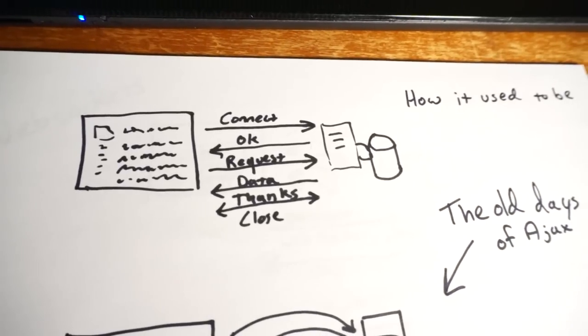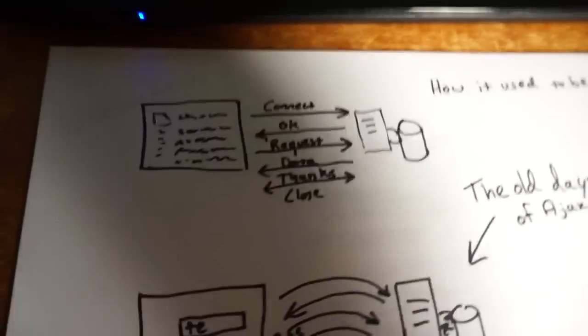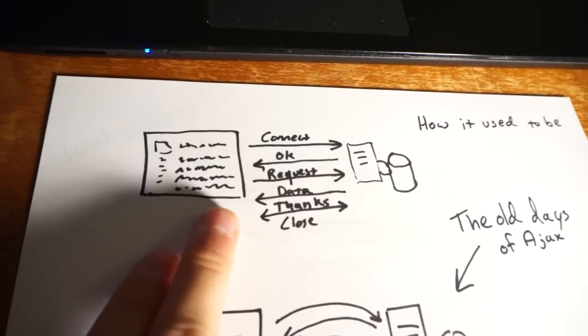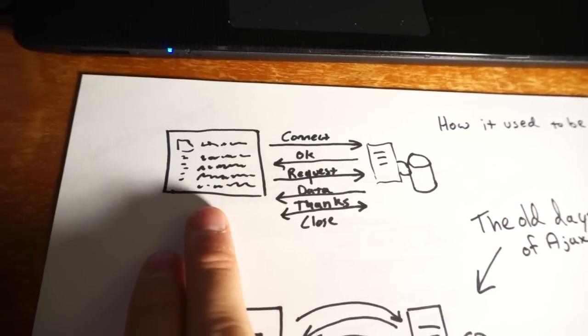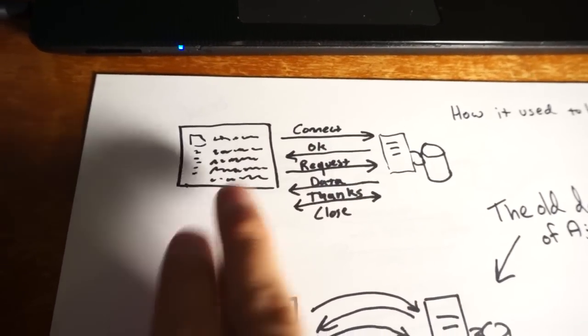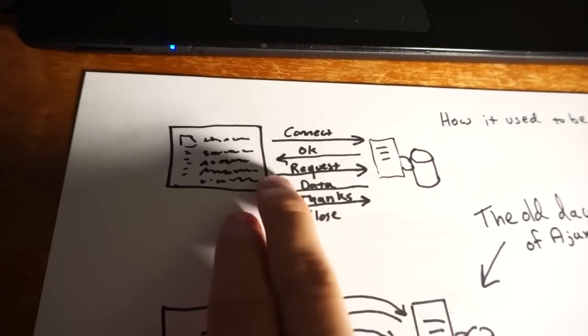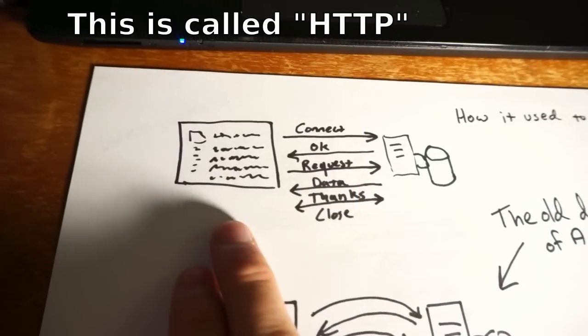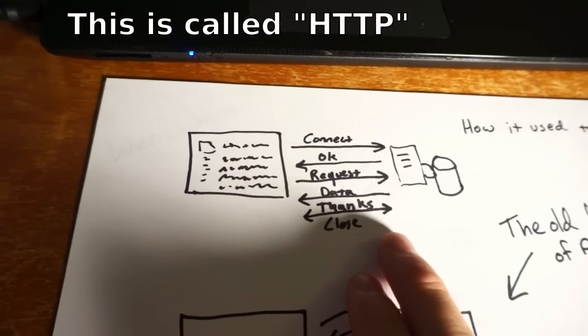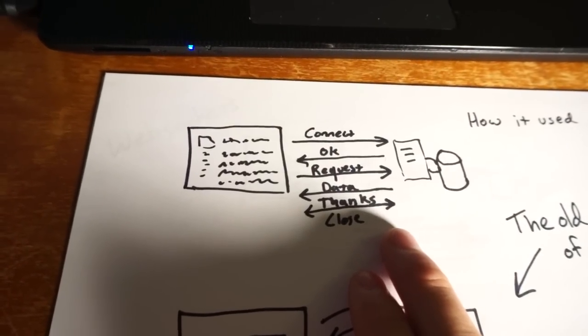Back in the dark ages of the World Wide Web, anytime you wanted to update anything on a web page, you had to go make a whole new web page. You had to go to the server and get a new one. It's not just like connecting and getting a web page. You have to make a connection to the server. Server says, okay, we're connected. You have to send a request to the server. Server sends back the data. Then you have to close the connection just to update anything on a web page.